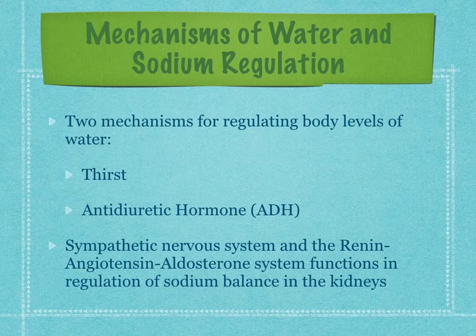When we look at the mechanisms of water and sodium regulation, there are two mechanisms for regulating body levels of water: thirst and antidiuretic hormone. The sympathetic nervous system and the renin-angiotensin-aldosterone system function in regulation of sodium balance in the kidneys.